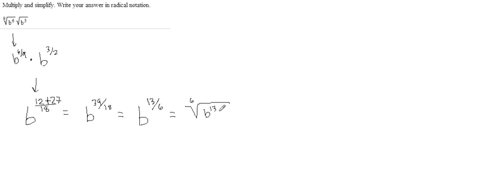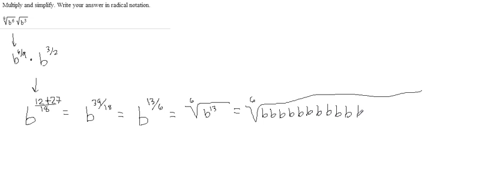Well, b to the 13th, let me write it really expanded here, is like 13 b's. 5, 6, 7, 8, 9, 10, 11, 12, 13. Here we go. And it's a 6th root, so in order to simplify this root, we can pull out identical factors as long as there's a group of 6 of them.